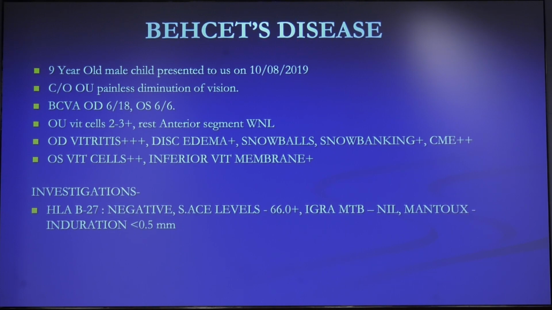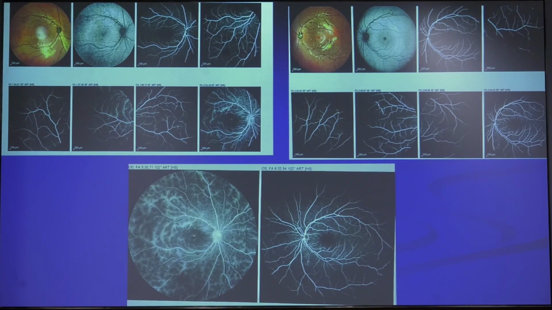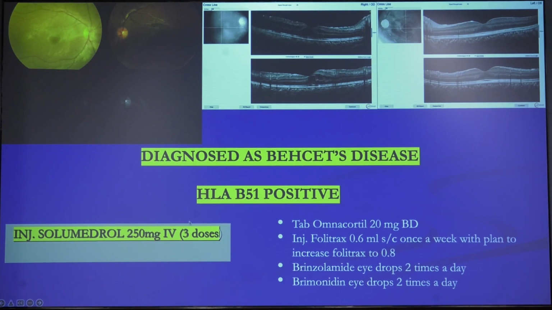IGRA nil. Mantoux was normal. ACE levels were okay. And this is what the angiogram looks like. You can see here a little bit of a ferning pattern in the right eye, which is quite classical. I'll be finishing shortly.